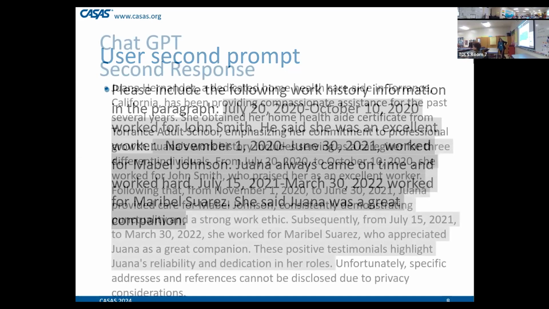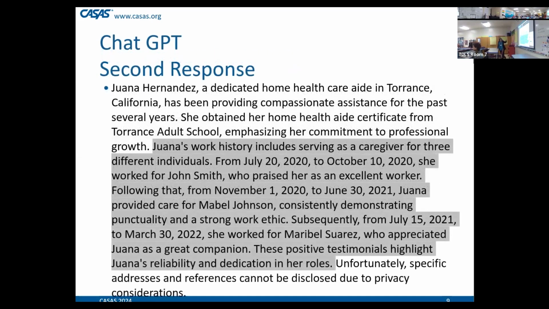And let's see what we got. So then it gave me, Juana's work history includes serving as a caregiver for 3 different individuals, and then it listed it. Again, I didn't give it this entry sentence here, but it's a great sentence. And then it added the work history that I gave it. But still, is this good for a beginning low student? No. Any kind of beginning student? Maybe even for an intermediate student, too high. So let's go ahead to the next one.